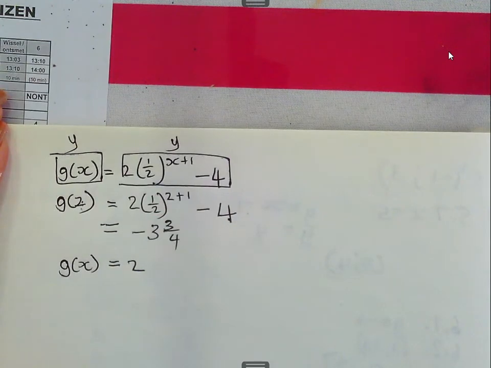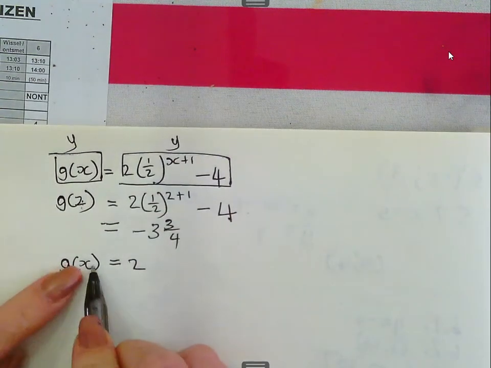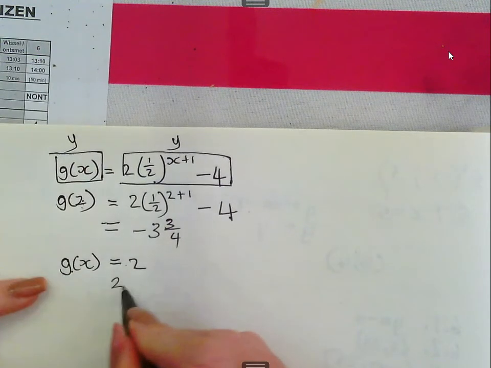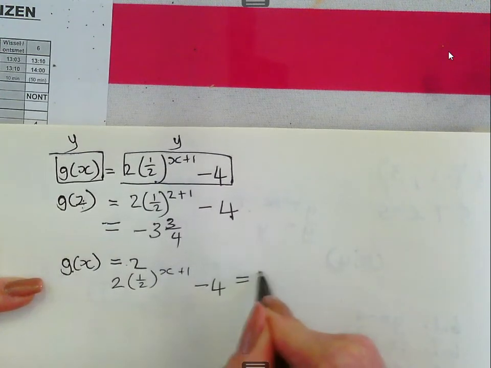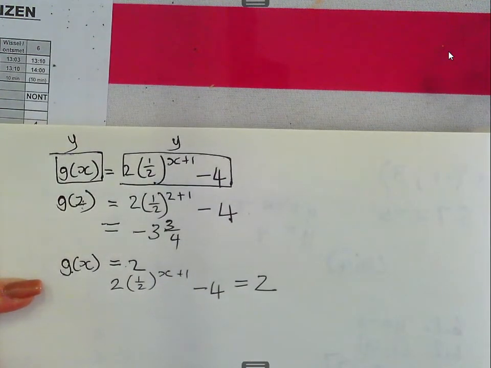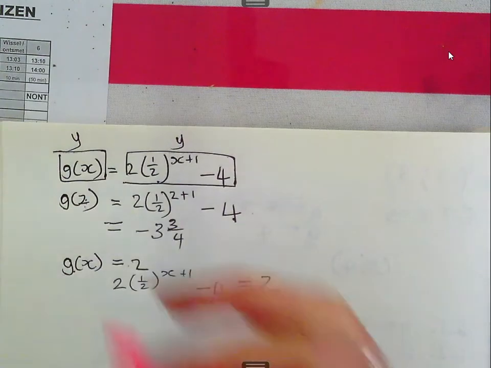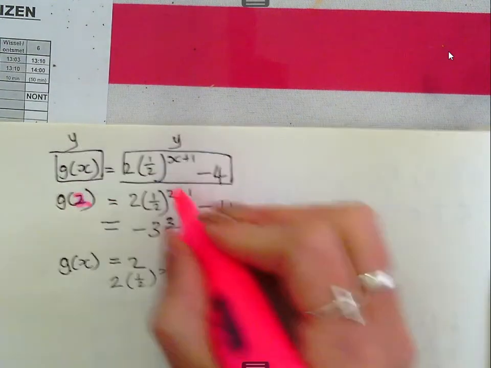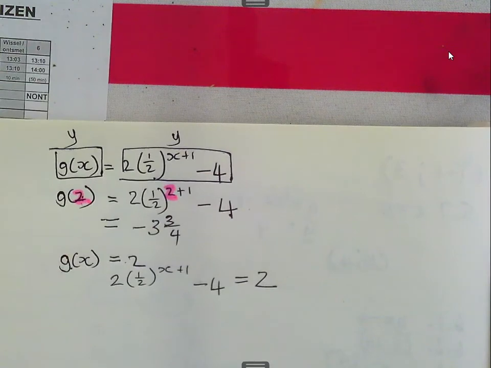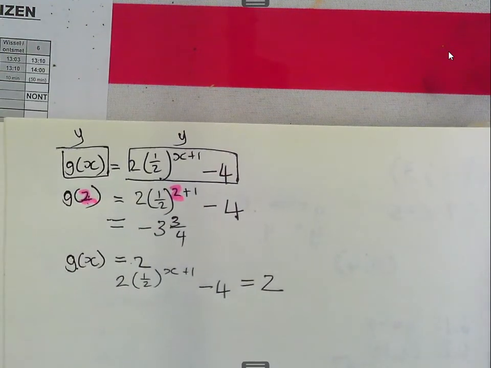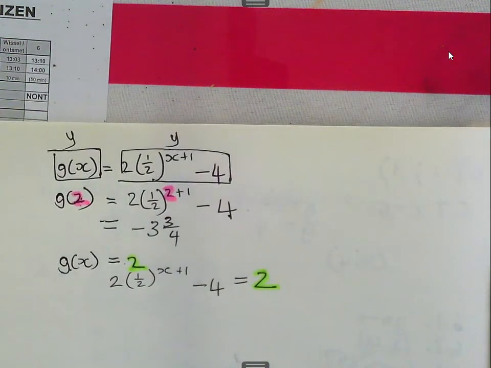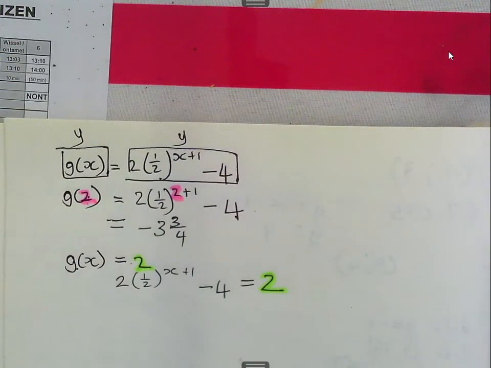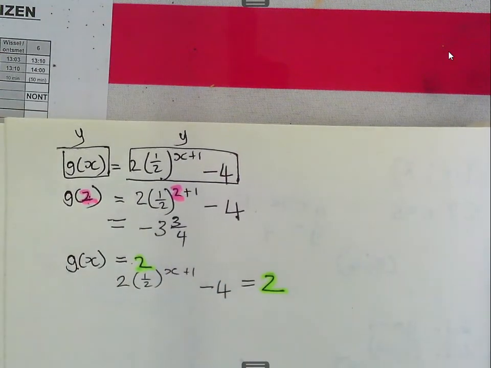Do you understand that? So when they say g of x equal to 2, that means 2 times a half to the power of x plus 1 minus 4 is equal to 2. Okay, do you see the difference? I don't even know if this thing will work out. But if the 2 is in the place of x, it goes to the x. And if the whole g of x or f of x or whatever is equal to 2, then the whole function has to be equal to 2. And then you're going to calculate x, basically.